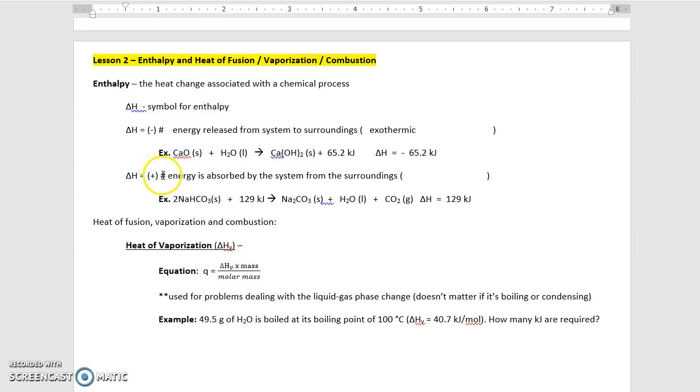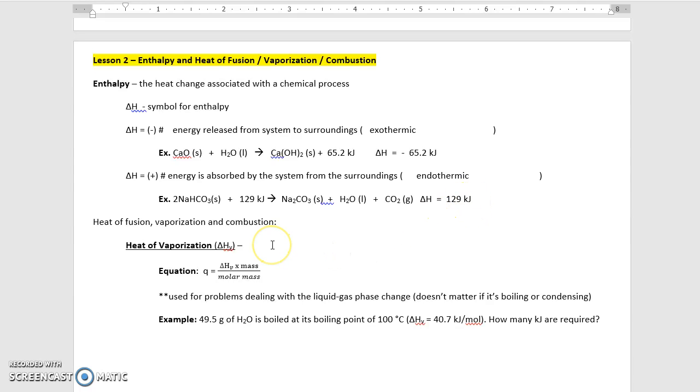If delta H is a positive number, energy is absorbed from the surroundings by the system, and this is an endothermic process. So if you look here, this reaction, calcium oxide is reacted with water, forms calcium hydroxide. You are told that the enthalpy here, delta H, is negative 65.2 kilojoules, which will tell you it's an exothermic process. This reaction here, sodium bicarbonate and energy, or a certain amount, gives you sodium carbonate and water, so it basically decomposes, and carbon dioxide. You look here, delta H value is 129 kilojoules, which is a positive number, which means it's an endothermic process.